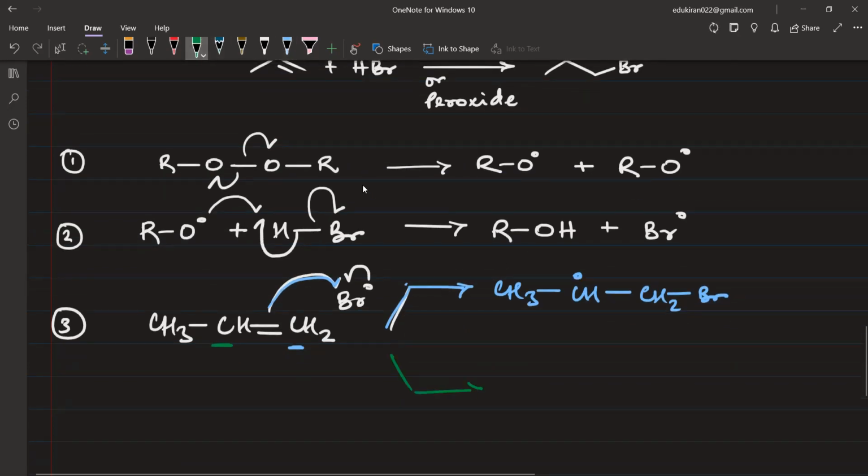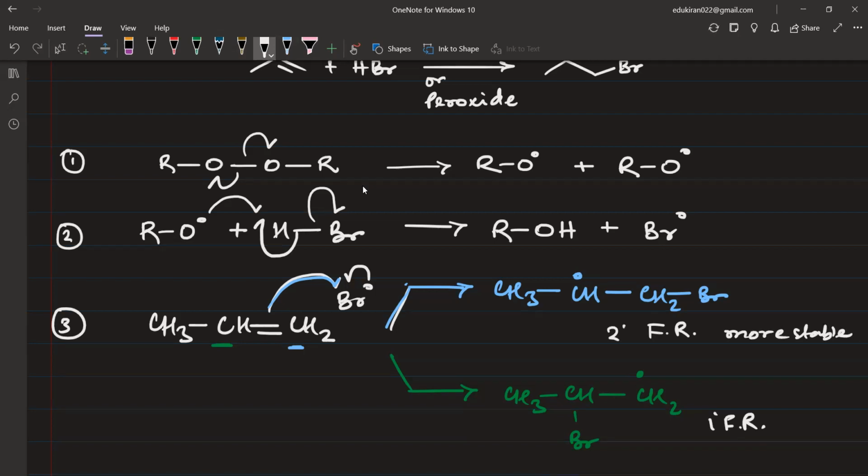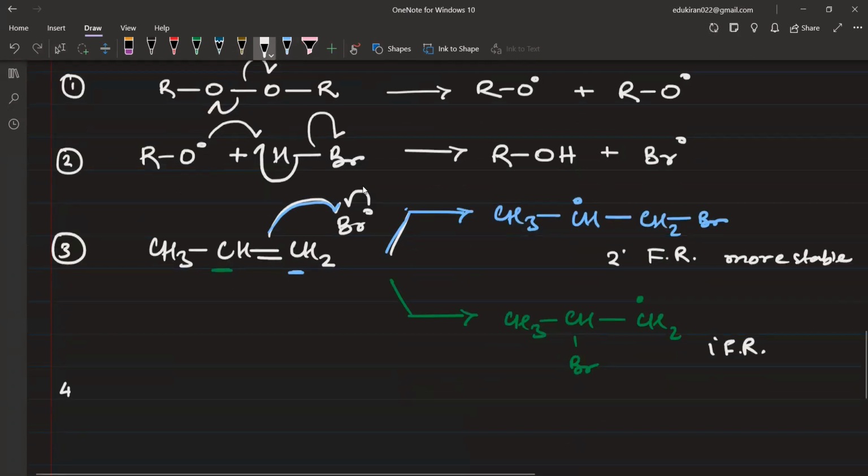And the other product which can be formed, if we add the Br on the second carbon atom, we will be getting CH3, CH, Br here, and now CH2 is going to get a free radical. If I look at the free radical, this is a 2-degree free radical, and this is a 1-degree free radical. Free radical is just like carbocation. The 2-degree is more stable, and further reaction is going to happen from this particular free radical more often.